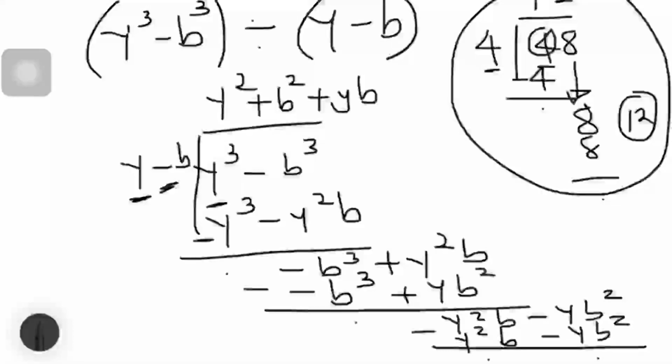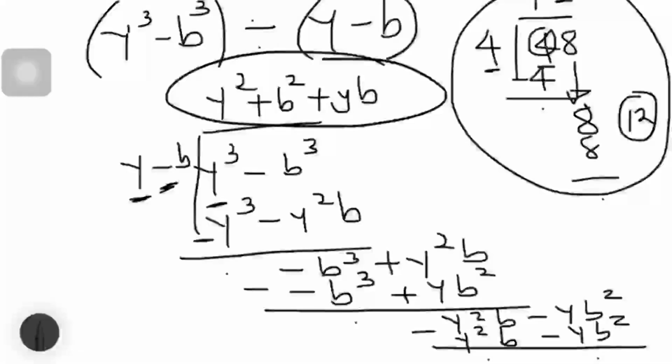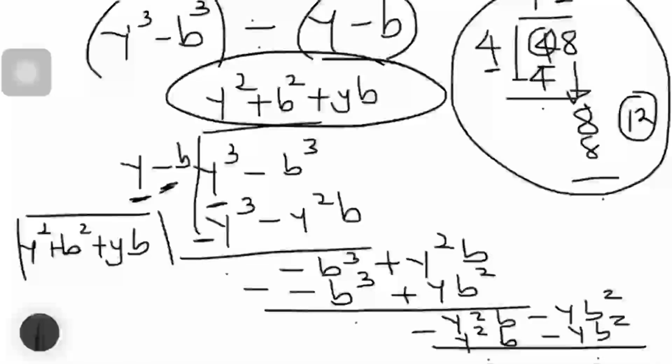So it's finished, and therefore your answer is y squared plus b squared plus yb. You can multiply this and the y minus b and confirm whether the answer is y cubed minus b cubed. And yeah, that's how to solve the division of polynomials by use of the long division method.